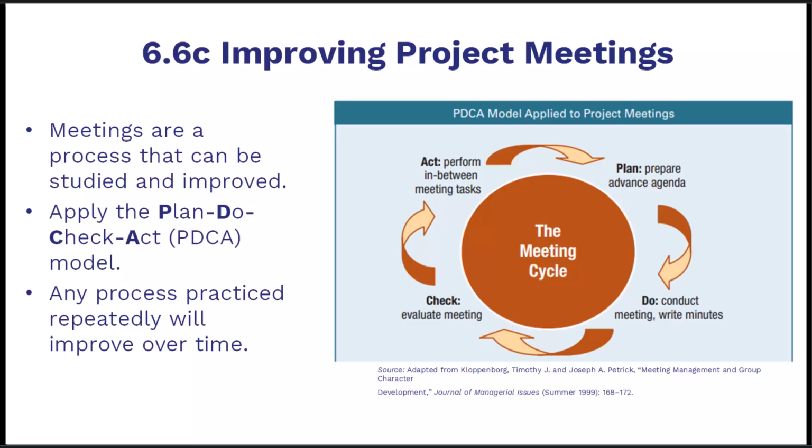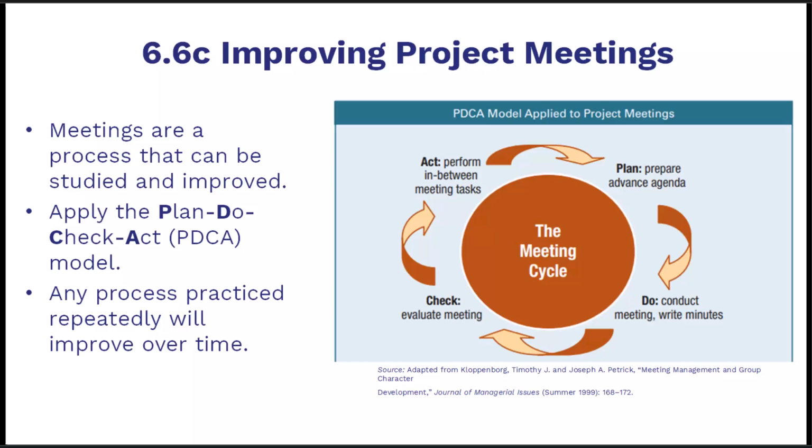6.6c. Improving project meetings. Meetings are a process that can be studied and improved. Apply the Plan, Do, Check, Act (PDCA) cycle. Plan by preparing an agenda and desired decisions. Do by running the meeting and capturing minutes. Check by evaluating outcomes and participation. Act by completing between-meeting tasks and refining formats. Repeating this loop builds habits, so any process practiced repeatedly will improve over time.